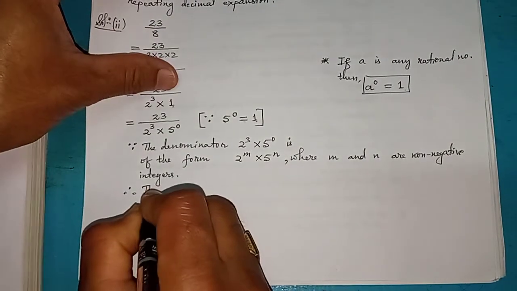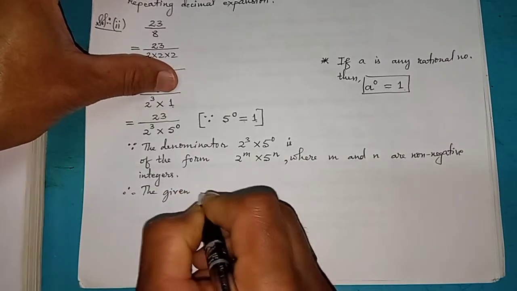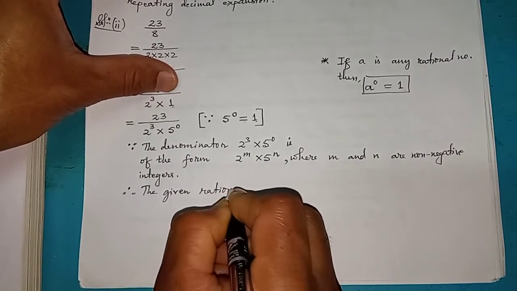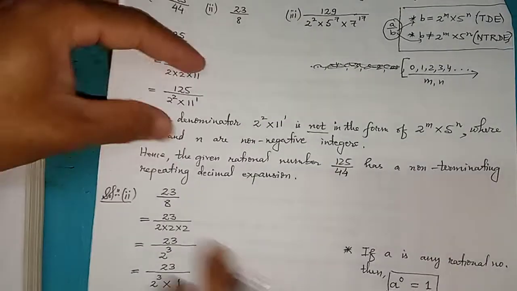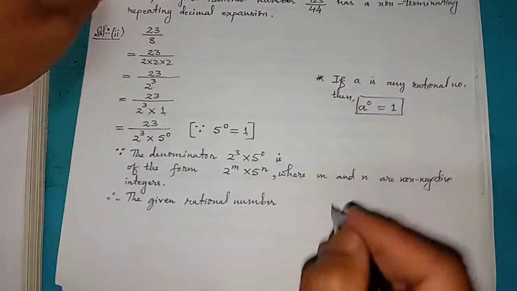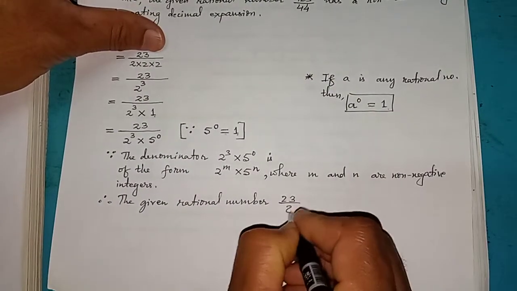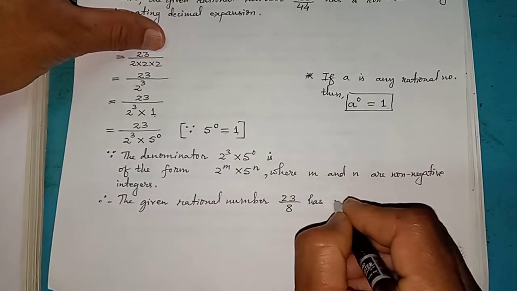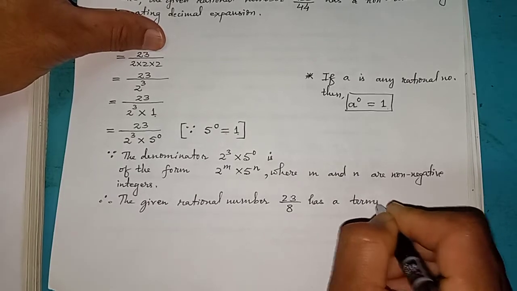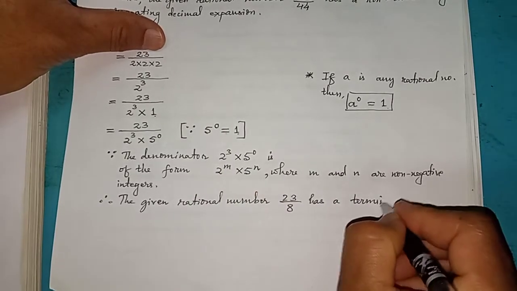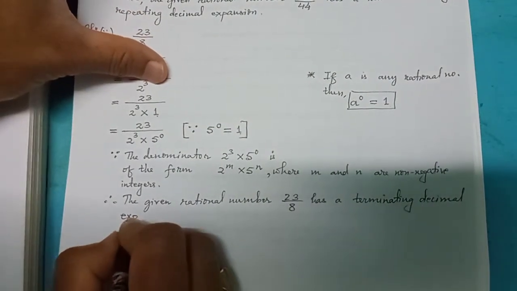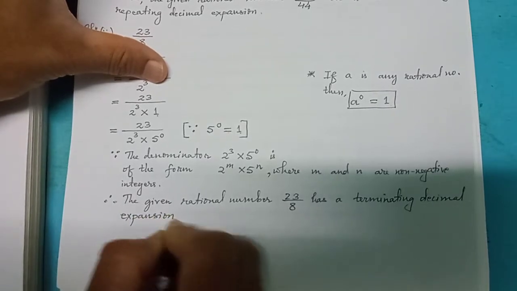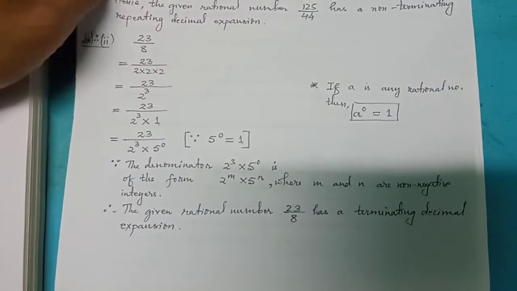So therefore, we can conclude that the given rational number, the number which is in the question, the given rational number 23 by 8, has a terminating decimal expansion, because if the denominator is in this form, it will always have a terminating decimal expansion. Okay, so we conclude it will have terminating decimal expansion.